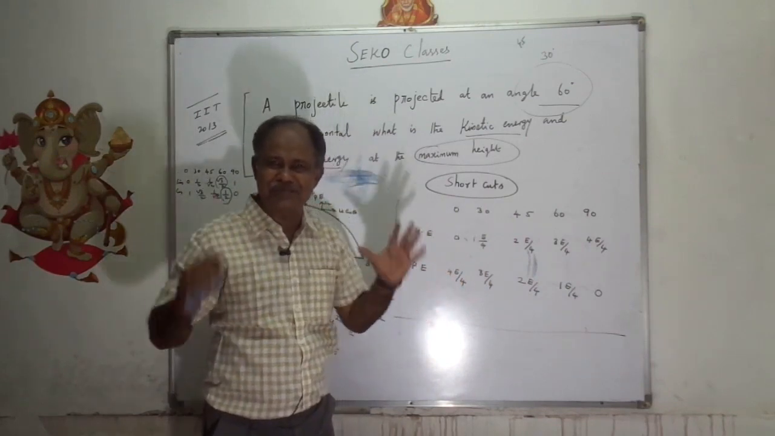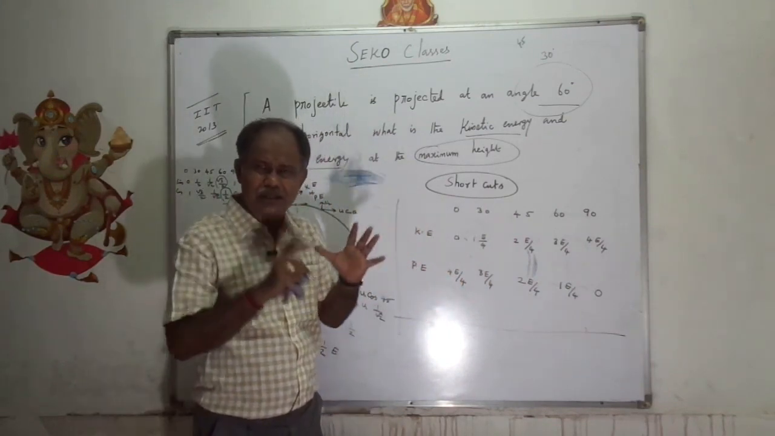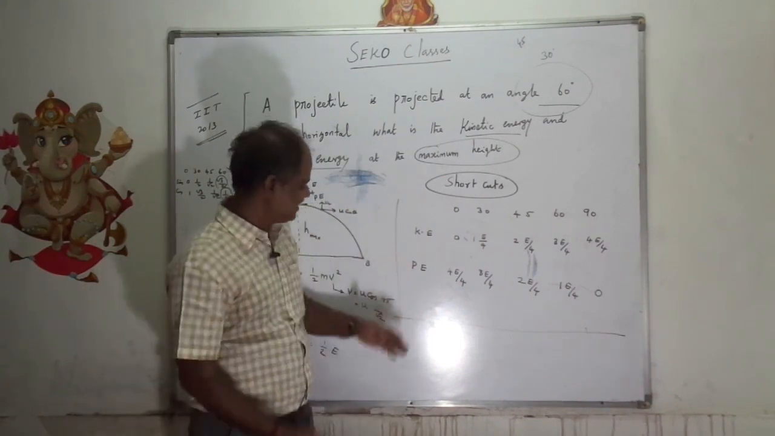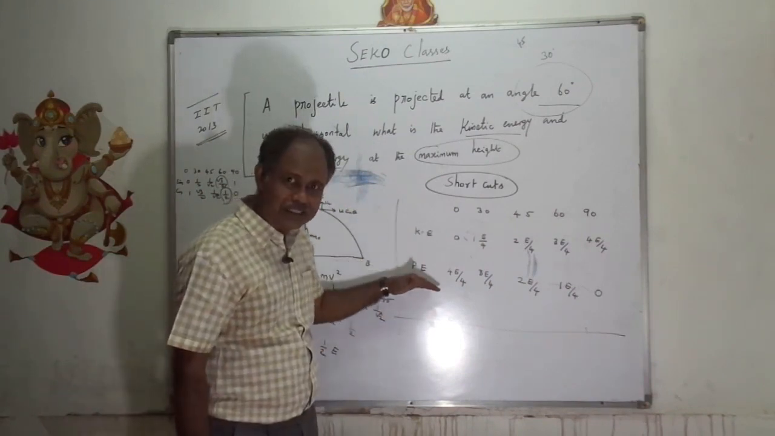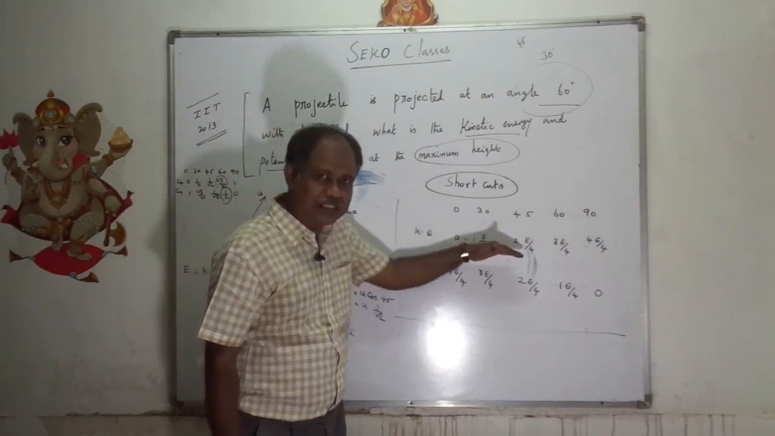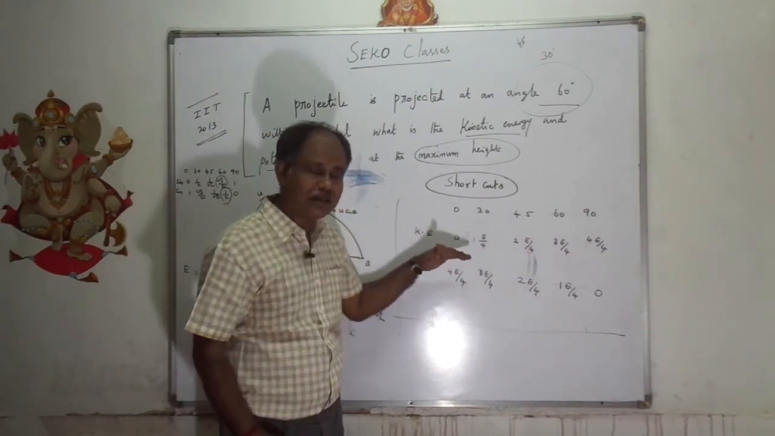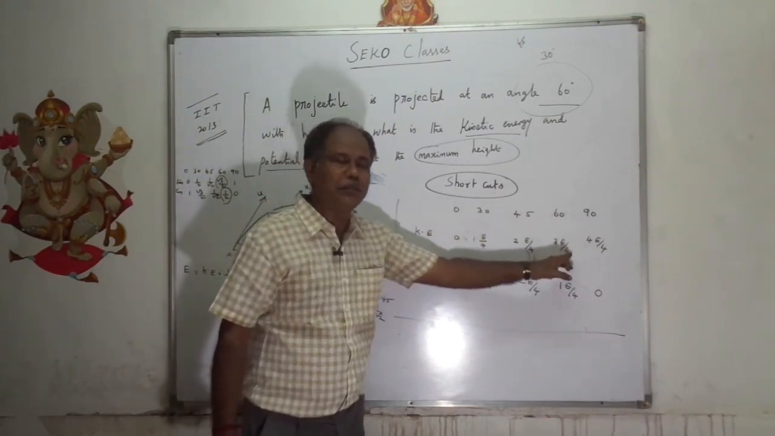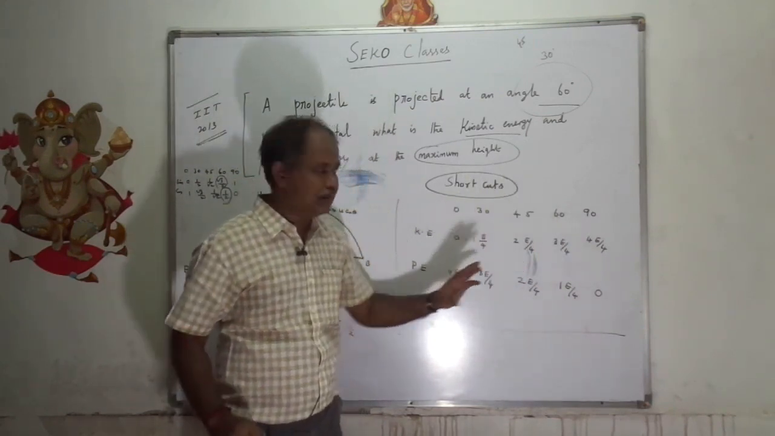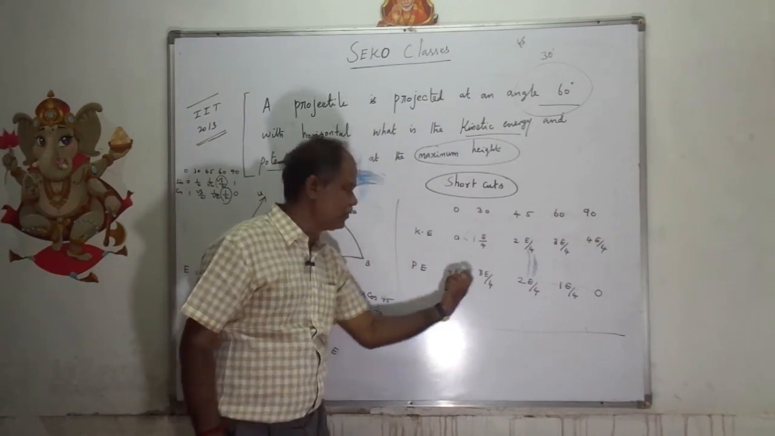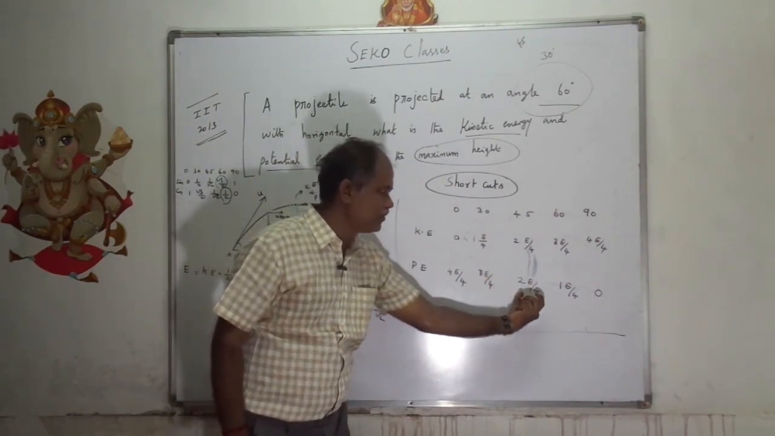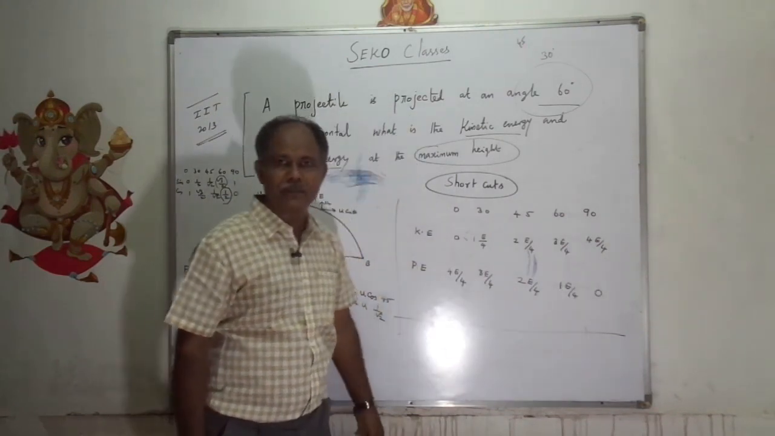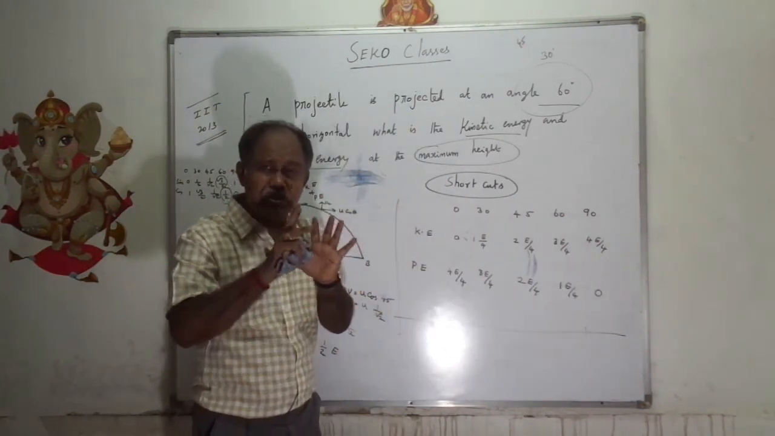What a beauty! What a beautiful shortcut method, no? Please listen. Kinetic energy, potential energy. Just remember this one: E by 4 is a constant. Kinetic energy is 0, 1 E by 4, 2 E by 4, 3 E by 4, 4 E by 4. Just reverse it for potential energy: 4 E by 4, 3 E by 4, 2 E by 4, 1 E by 4, 0. This is a very good shortcut.